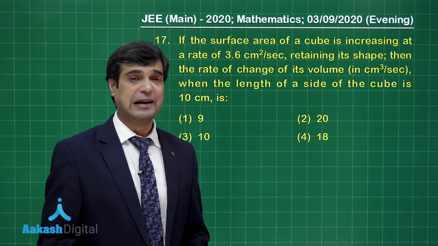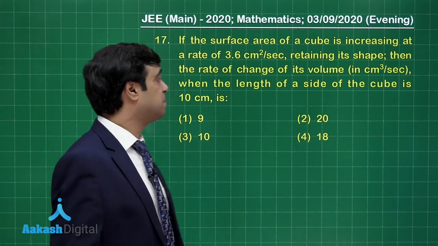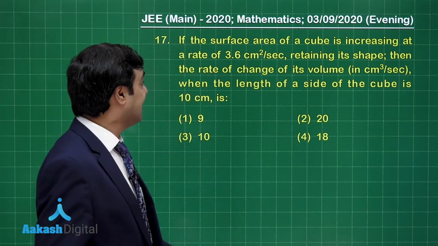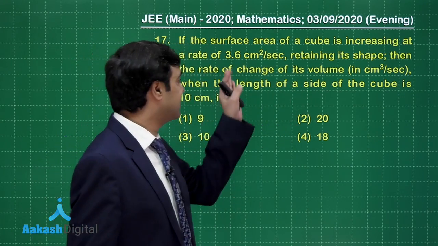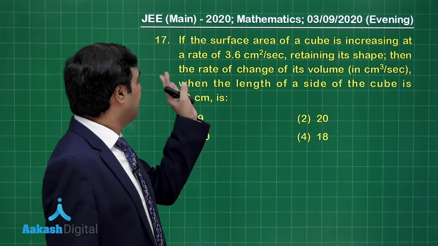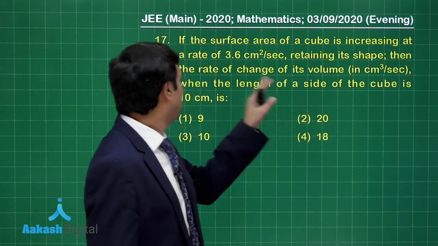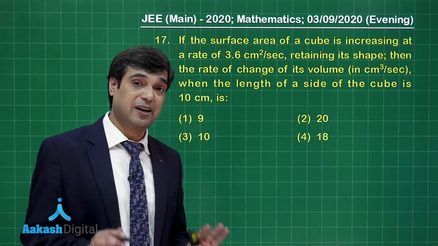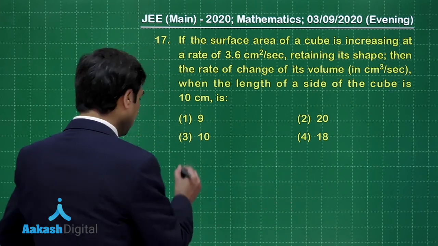So moving forward, let's take up the next question from this paper. If the surface area of a cube is increasing at a rate of 3.6 centimeter square per second, retaining its shape, the rate of change of its volume when the length of a side of the cube is 10 centimeter is. Simple one from AOD. Let's try.